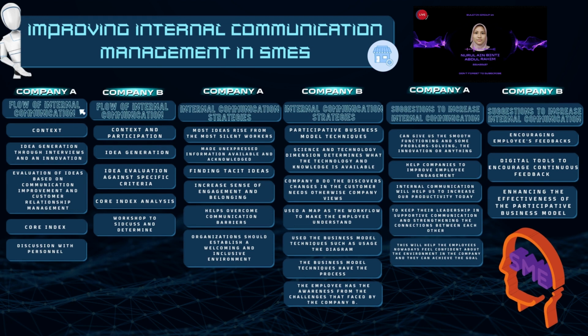Company B's goal was that the managers and bosses should know what is happening in the field or workplaces and should be more aware of any complaints. In that strategy, Company B used a map as the workflow to make employees understand, analyze, and make positive changes in any process of work. Company B used business model techniques such as using diagrams to help employees visualize the process and make better decisions.